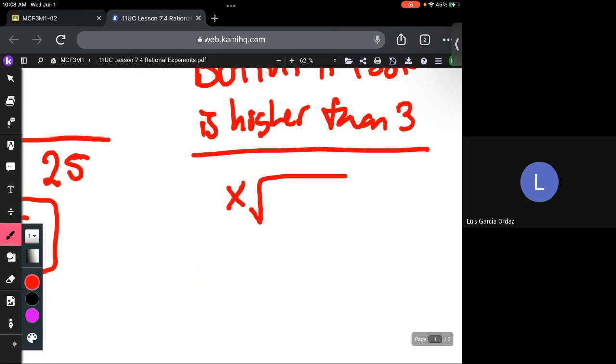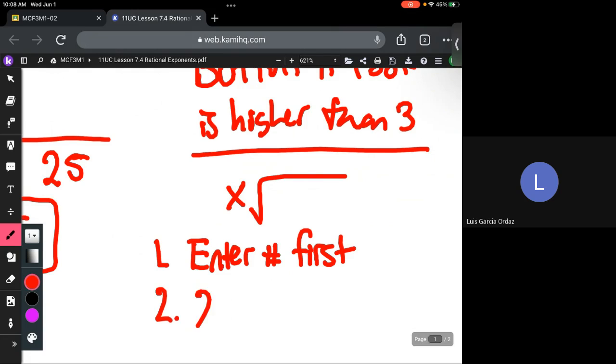Oh, I got it. You did it. So enter, I don't remember how. Number first, remember? Why? No, I think the Y. Second function. Second function, and then that Y button.